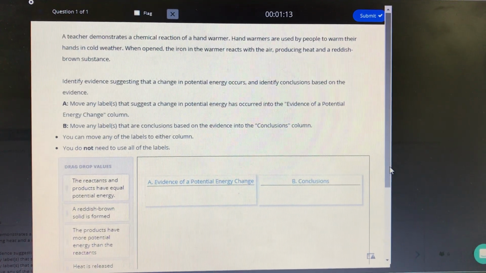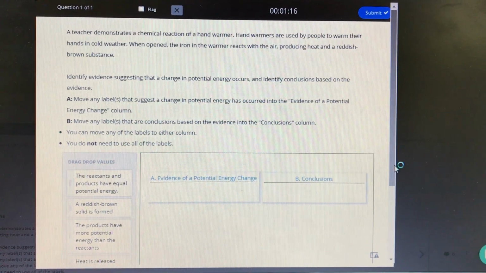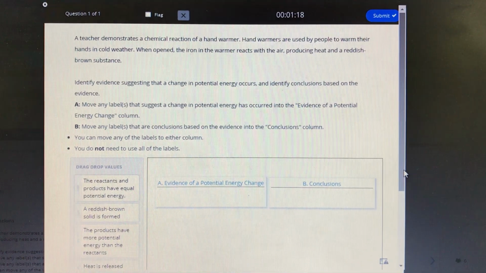Hi guys, this is your reteach for your potential energy level 2.5. Okay, so let's reread this question.